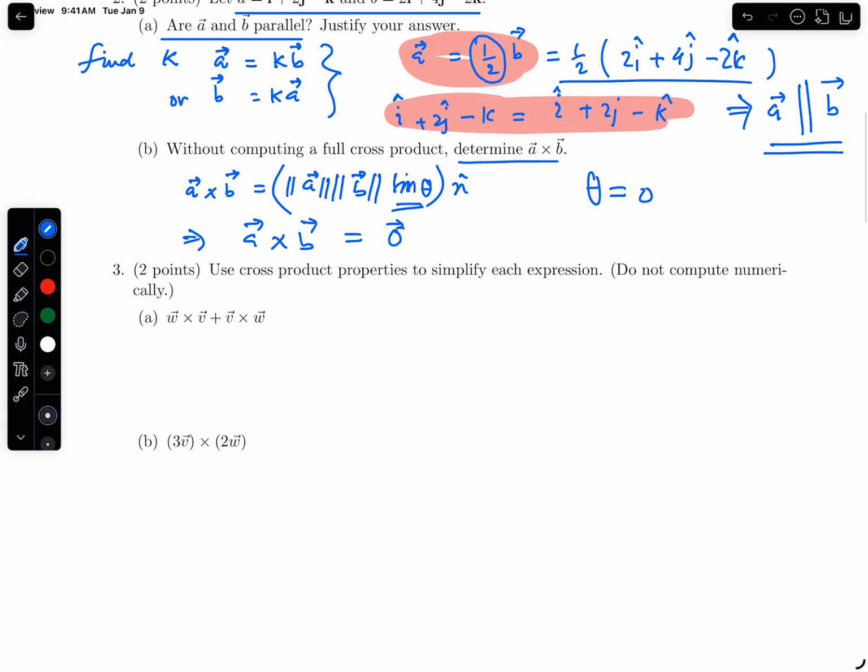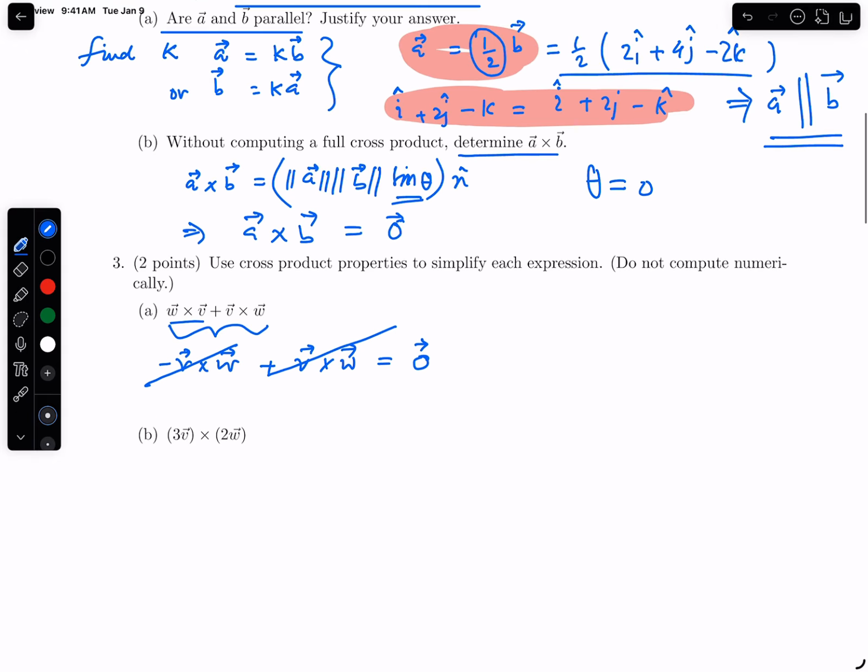The third question is pretty simple. We have to use cross products to simplify these expressions. The first expression is really simple. We know that W cross V is the same as the negative of V cross W, and then I have positive V cross W. One quantity is positive, another is negative, so I can cancel these out and I simply get a 0 vector.